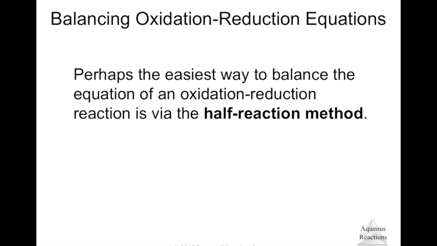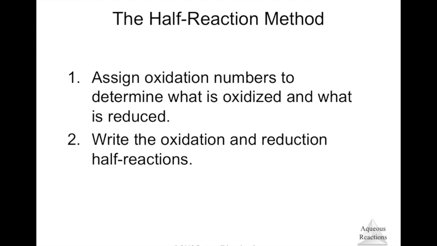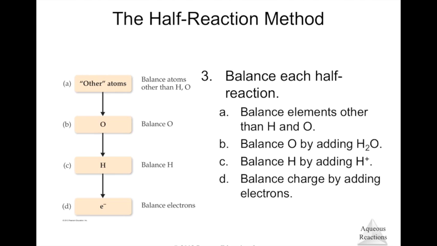So we're going to be looking at balancing oxidation-reduction reactions in acidic solutions. Again, half reaction method. So how do you do this? Basically, you treat the reactions, at least on paper, as two separate ones, figure out what's going on, balance them up, and then put them back together at the end. So you assign your oxidation numbers to figure out what's being oxidized and what's being reduced, then write out the oxidation and reduction half reactions. Balance each of the half reactions.